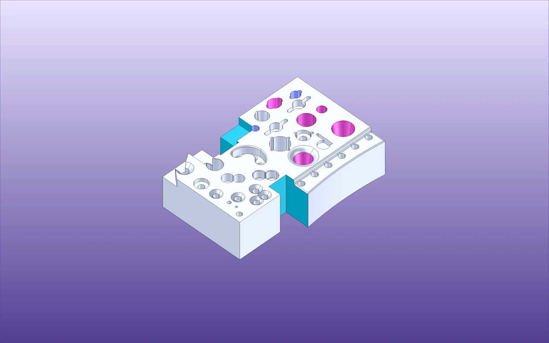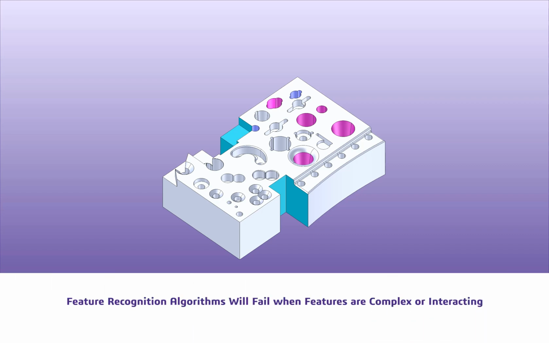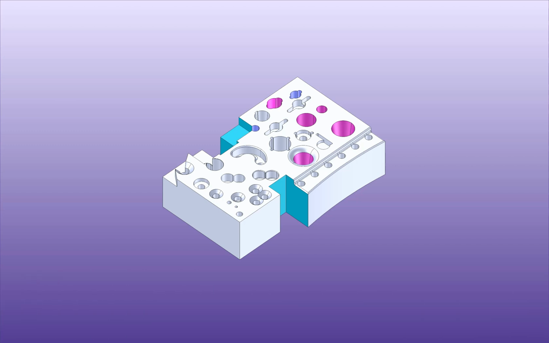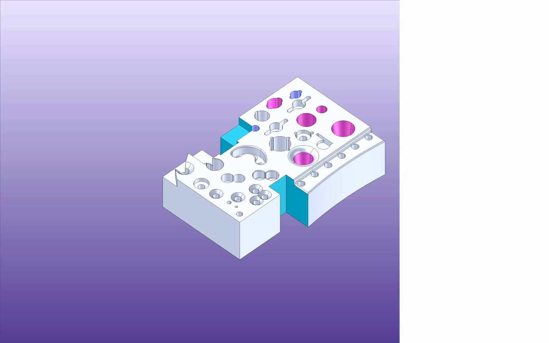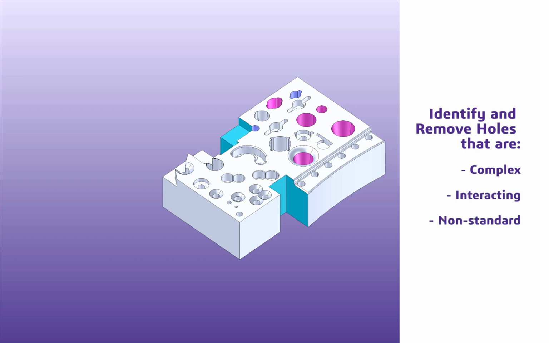Most feature recognition algorithms will fail when features are complex or interact with each other. Using CGM Modeler's latest release, your CAD, CAM, or CAE application can identify and remove such features, especially interacting holes.